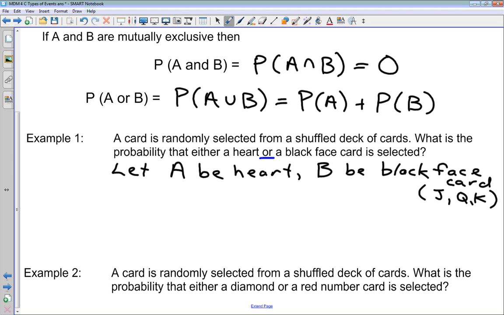Are A and B mutually exclusive events? What do we think? Yes or no? They're not mutually exclusive? Or yes, they are mutually exclusive? Why not? Yeah. So you can't have both of these at the same time, so they are mutually exclusive. Okay? So let's write this down here. I'll just put this over at the side. Mutually exclusive.